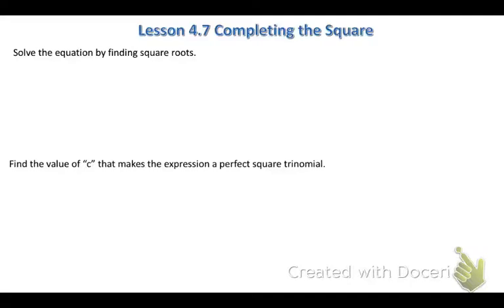In lesson 4.7, we'll be using completing the square to solve quadratics. But before we begin that process, on this slide we're going to look at some building blocks that we'll need to do that.